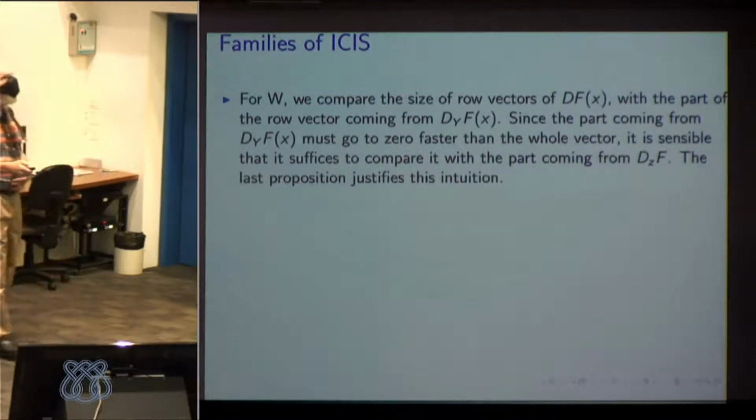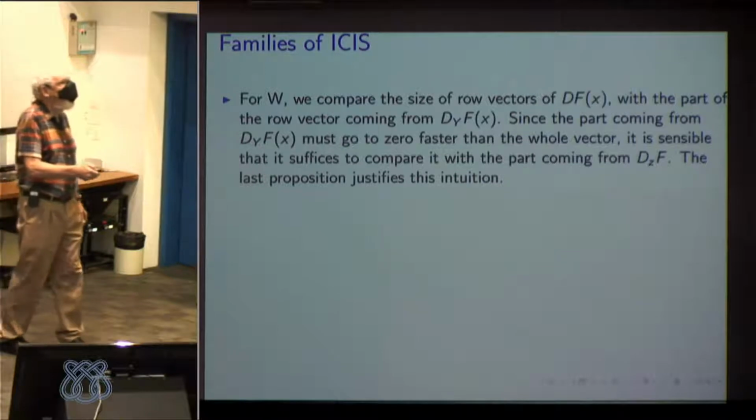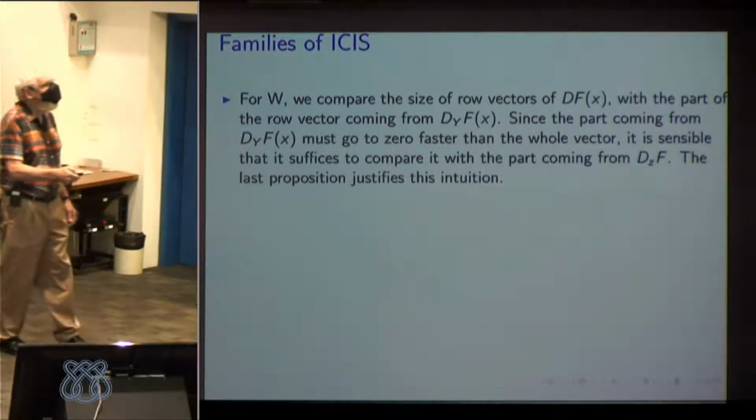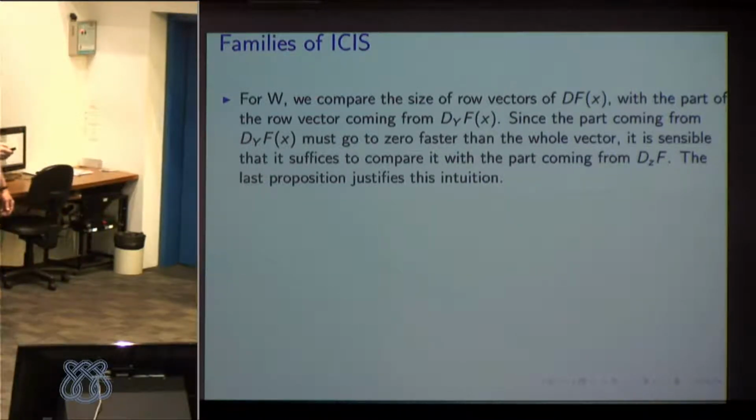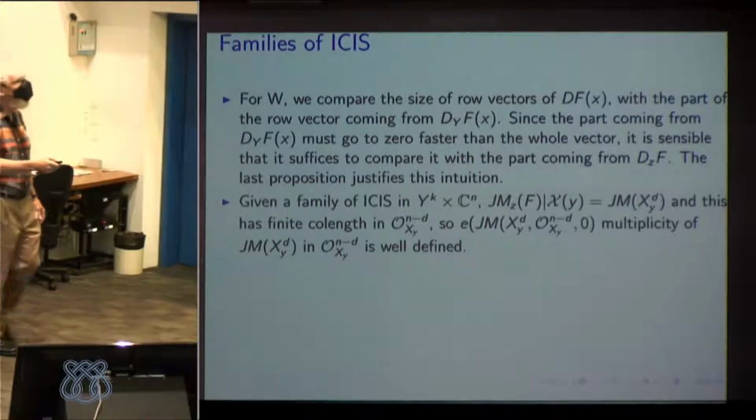So for W, we compare the size of the row vectors of d of x with a part of the row vector from dy. Since the part coming from dy must go to 0 faster, it's sensible to compare it with the part coming from dz. And the last proposition justifies this intuition.